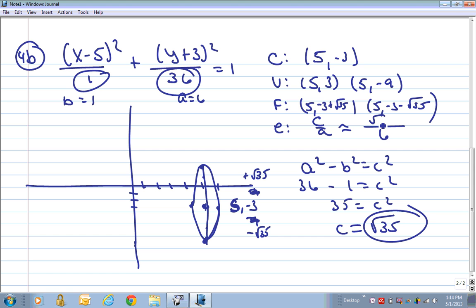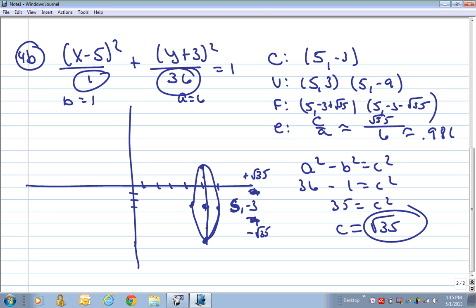We'll put that in our little formula for eccentricity. And then we'll just put that in the calculator, and then we have the square root of 35 divided by 6. And we get approximately 0.986. Okay, because 0.986 is really close to 1, that makes us have a really elongated ellipse.